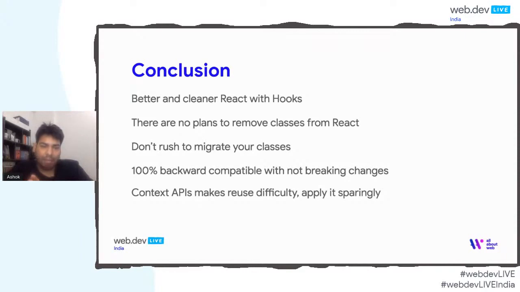Context API makes reuse difficult, so apply it sparingly. Just be a little cautious when you're using context APIs. Don't try to put everything into the context and access everything from the context.